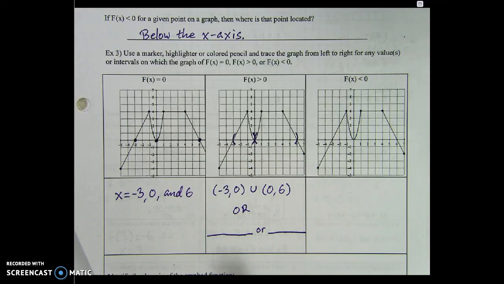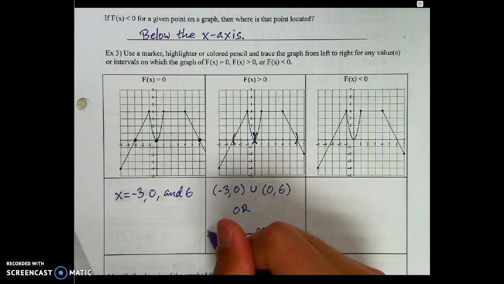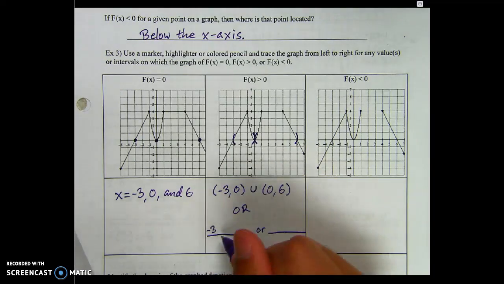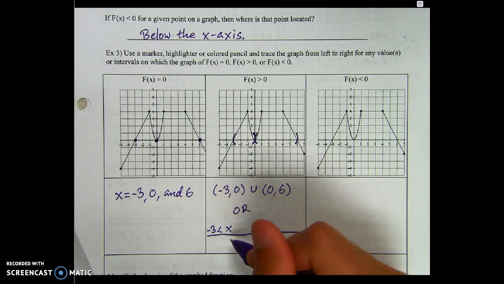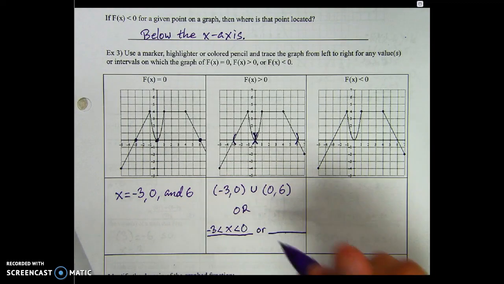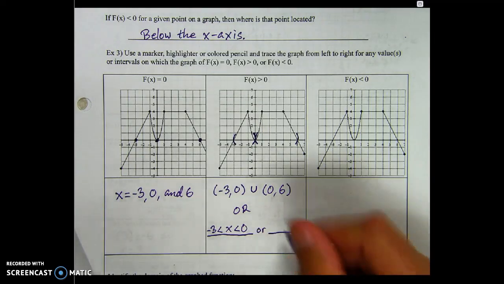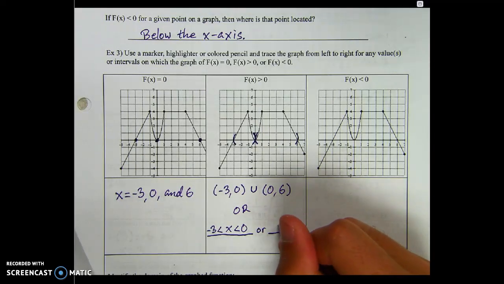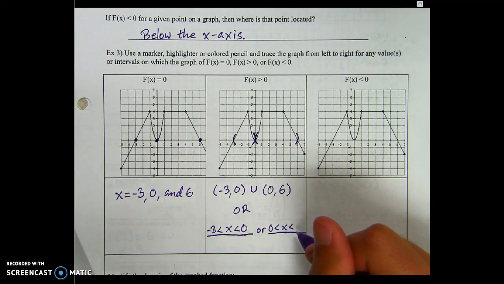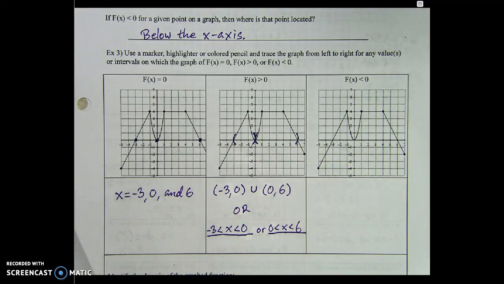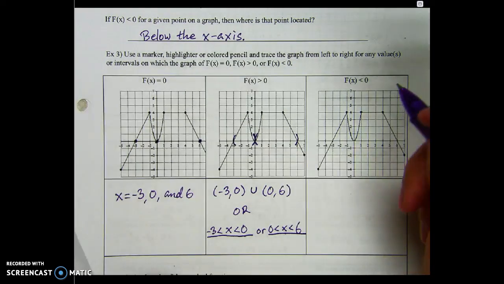So take a second, see if you can fill that in. You can pause if you need to. Here it is. We're on the interval -3 is less than x is less than 0, or in other words, x is between -3 and 0, or x is between 0 and 6. Alright, so there's inequality notation and how it compares to interval notation.